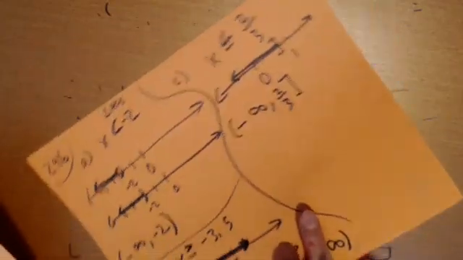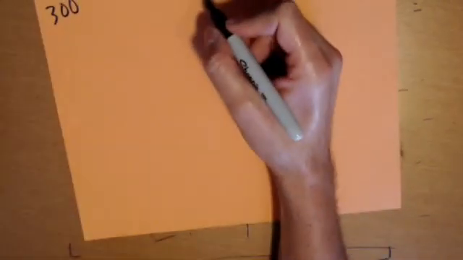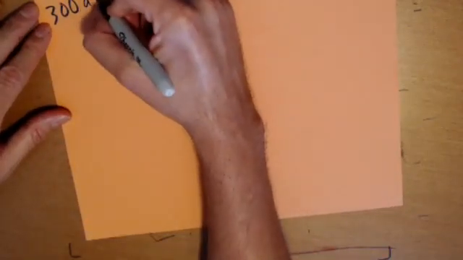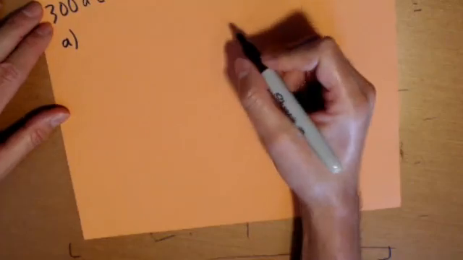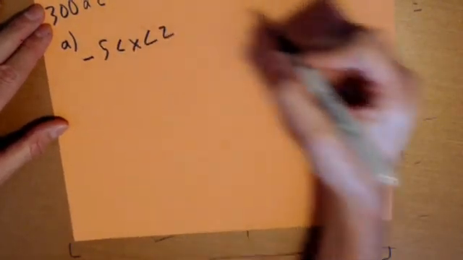Okay, let's move to 300. Problem number 300. We'll do A and C. A and then C. So part A, it says negative 5 less than X less than 2.